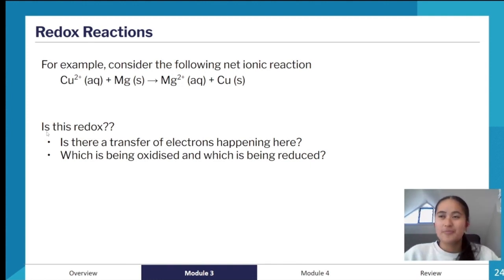Anyway, so we have magnesium aqueous then, and copper solid. So is this redox? Let's see. So we have copper as an aqueous. We'll look at one at a time.